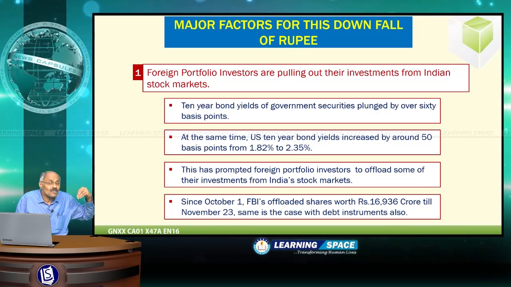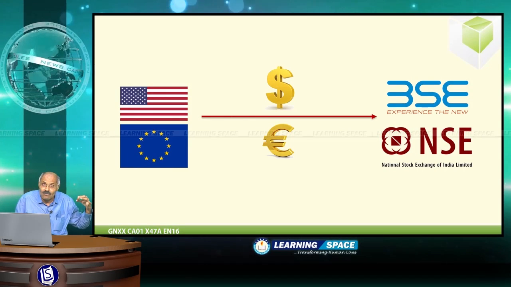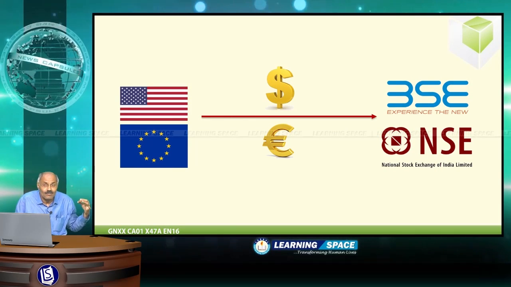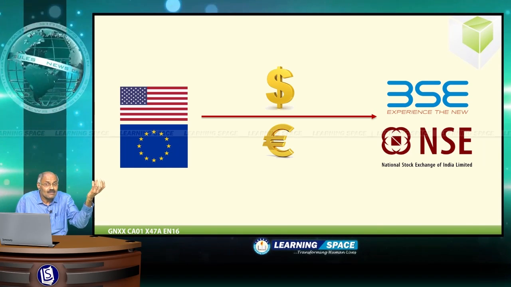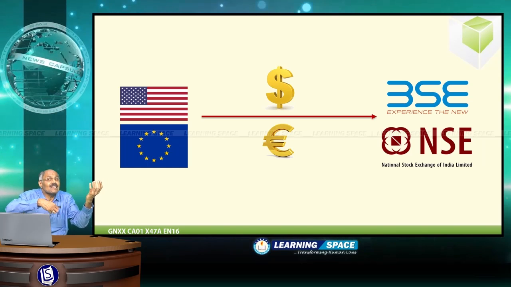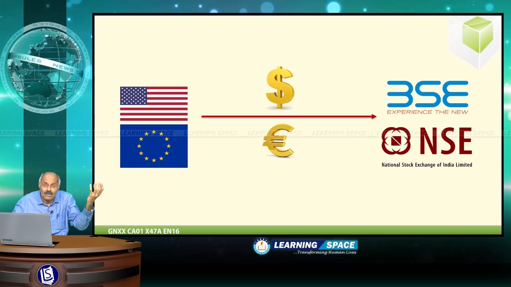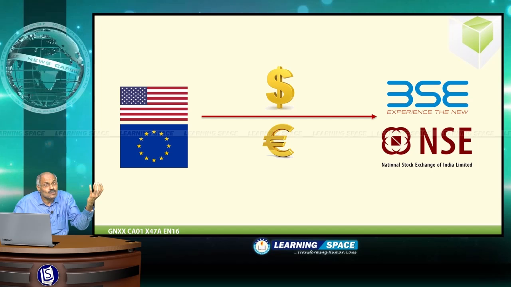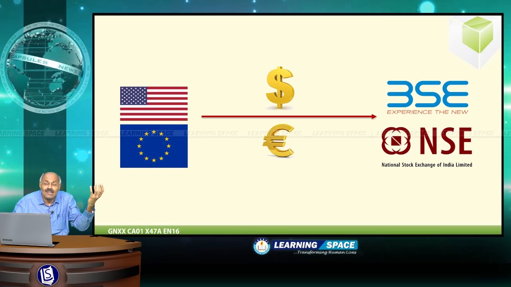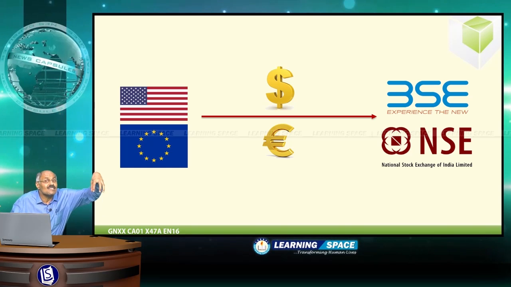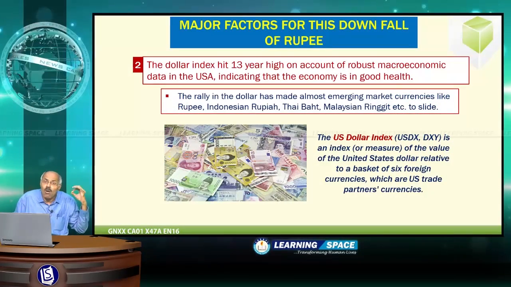So you may ask, what is meant by foreign portfolio investors? Please look into this slide. Foreign portfolio investors are the investors from countries like USA, Germany, France, and they invest in our stock market. They invest not only in shares but also in debt instruments in India, because in our country the returns are high in comparison to advanced economies. Right friends, let us look at the second reason, the dollar index.